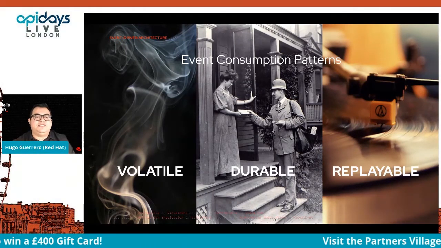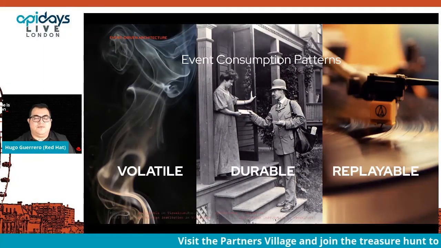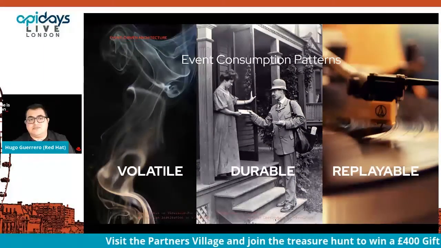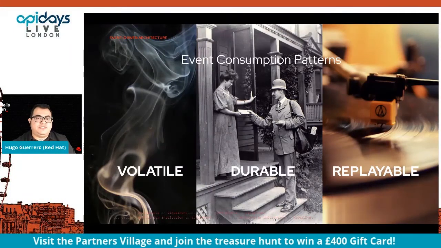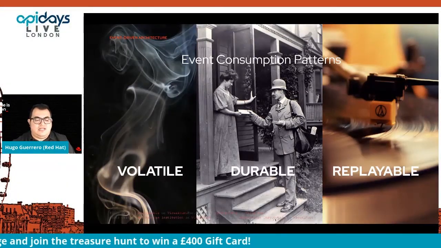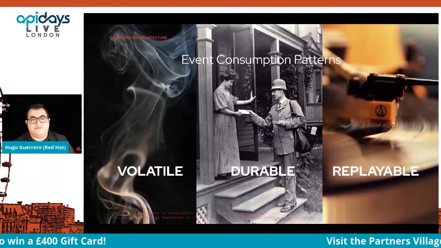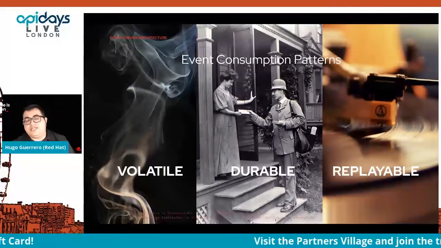Then we have the traditional durable events, more commonly associated with brokers and messaging systems, where you send information to the broker, to the system, and then it handles the delivery to specific consumers or a set of consumers, depending on the semantics of the communication.